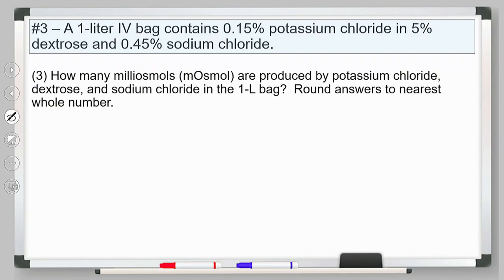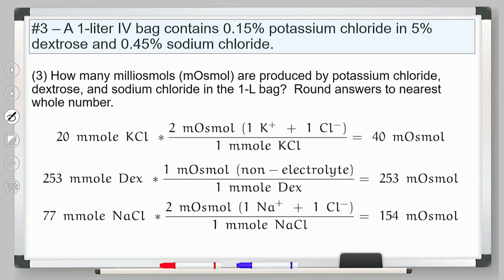Now let's get to milliosmoles. All right? So milliosmoles are not valence, it's particles. But do you see where we're starting with the number of molecules? And these are everything we did in the first part. So we start with the number of molecules.